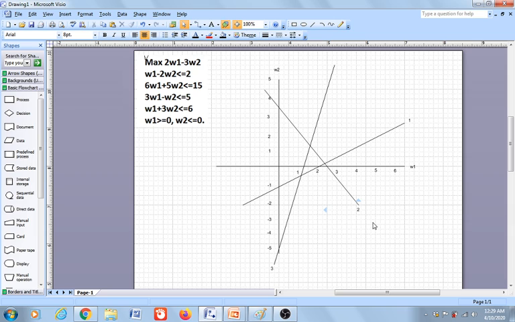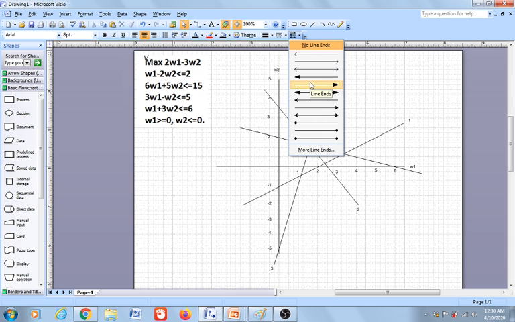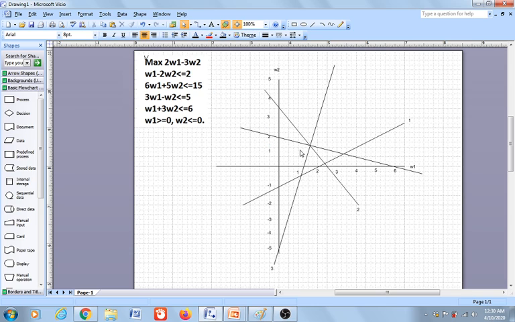Now constraint number 4 with 6 and 2, 6 with W1 and 2 with W2. So 6 and 2. Okay, and we have W1 positive, so this is it. Sorry. And then we have W2 negative, so this is the direction of W2 negative.